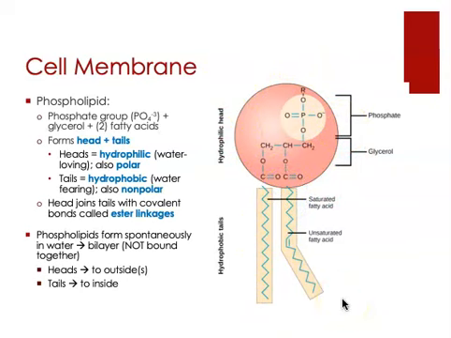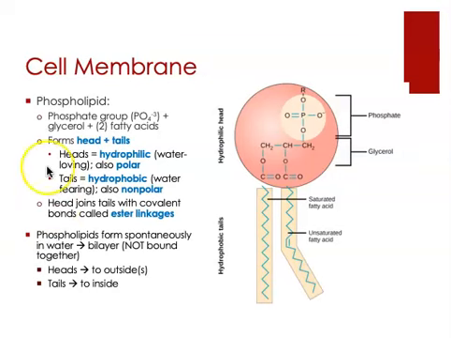Now, why do we care so much about this structure? Why do we talk in so much detail about the head and the tails? Well, it turns out that these two pieces of a phospholipid have very different chemical characteristics, and those are critically important to our understanding of cell membranes and how cell membranes work.